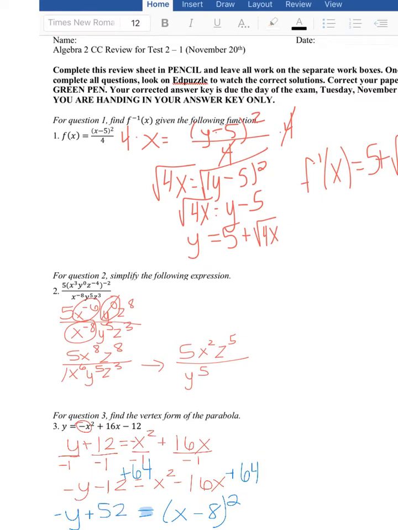And then lastly, I have to factor out any number that's in front of y. Right now it's a negative 1. So I'm going to factor out a negative 1, and I'm left with negative y divided by negative 1 is y. 52 divided by negative 1 is negative 52 equals (x minus 8) squared. So if the question then asks me for the vertex of this parabola, it would be (8, 52). Okay, but it doesn't ask for that in this question.